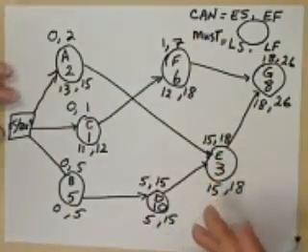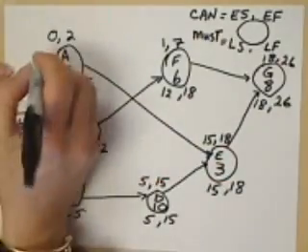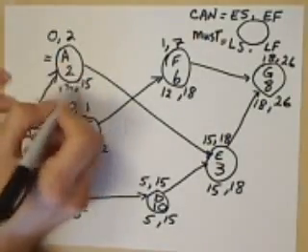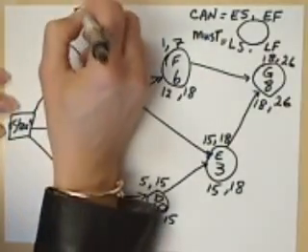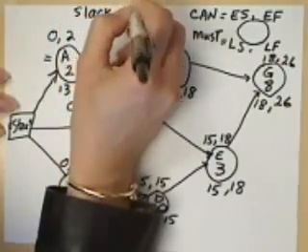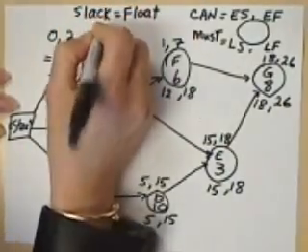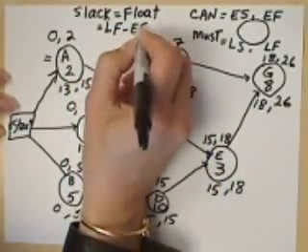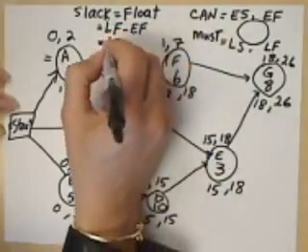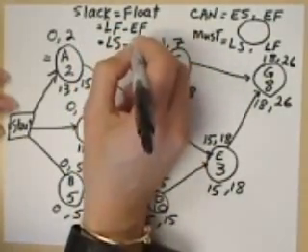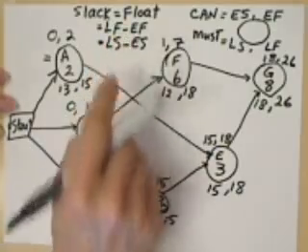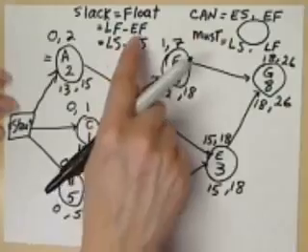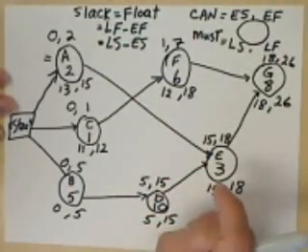So now we have solved the network forward and backward. For each activity now we can calculate slack. Slack is also called float, and it can be computed two ways. You can either take LF minus EF. Another way is LS minus ES. Either computation should give you the same answer. I suggest for each activity, do both computations quickly to make sure.